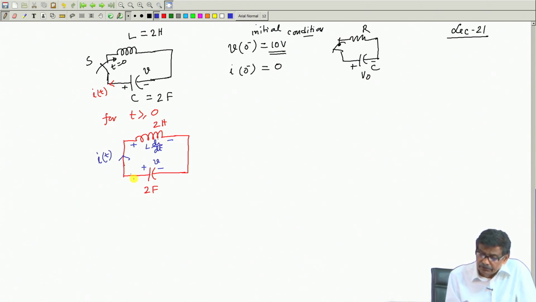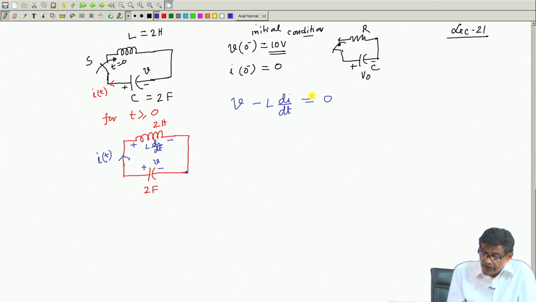Then I write down the KVL equation in this loop. So, start from this point, from this to this plus V, then from this to this minus L dI/dt, and that must be equal to 0. No external source is present. So, I have taken everything here.